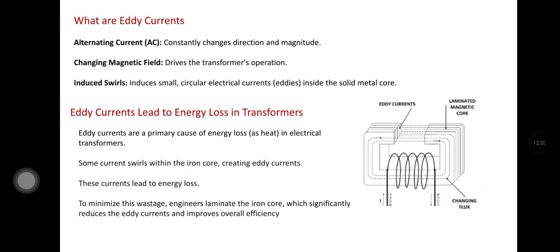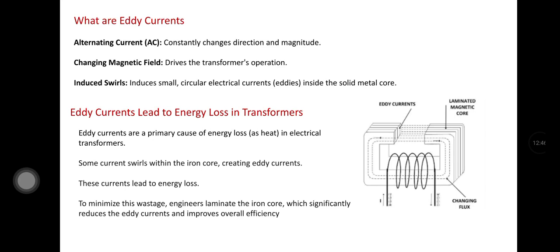Now there is one interesting part. What are eddy currents? The alternating current AC is a sinusoidal signal which makes half cycles of positive and half cycles of negative, so it constantly changes direction and magnitude. The changing magnetic field drives the transformer operation, and swirls induce small circular electrical currents, eddies, inside the solid metal core.